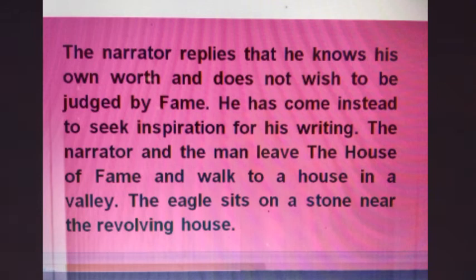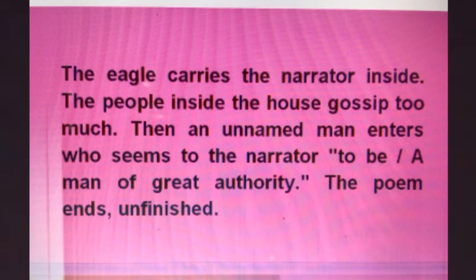The narrator and the man leave the house of fame and walk to a house in a valley. So when the narrator reaches there, he could see so many people fighting for fame. But the narrator Chaucer says that he doesn't want to be judged by fame, the goddess fame. So he comes out of the house of fame, and outside he could see a house in a valley. And he could see the eagle sitting outside. The eagle sits on a stone near the revolving house. The eagle carries the narrator inside. So now he goes to the small hut, a small house made of sticks in a valley. So he enters the house. The people inside the house gossip too much.